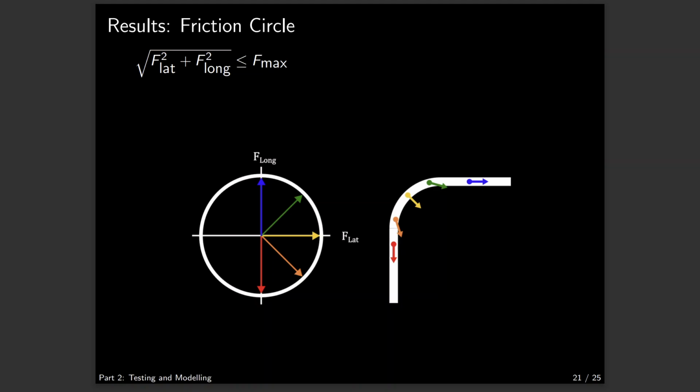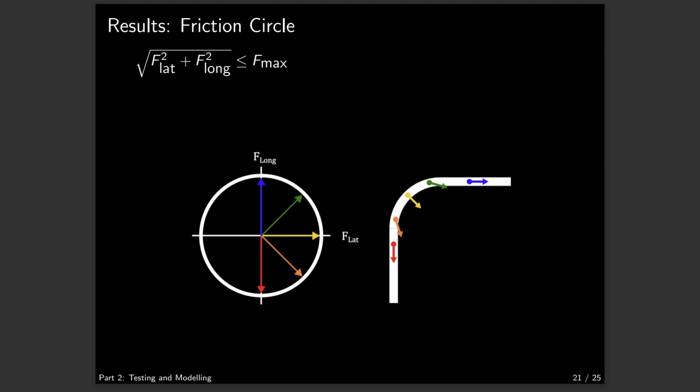A tire cannot be at peak performance in both lateral and longitudinal directions at the same time. Rather, it can only make a resultant vector of a certain length, which we will call F max. For peak performance through a corner, we need to ride the edge of our friction circle at all times.